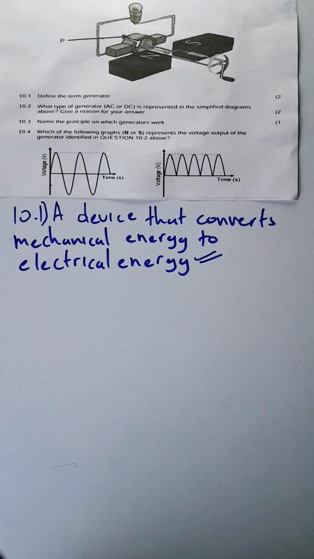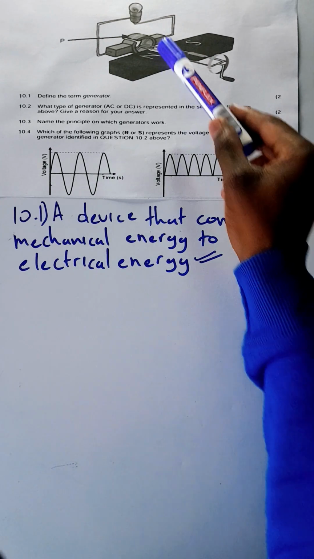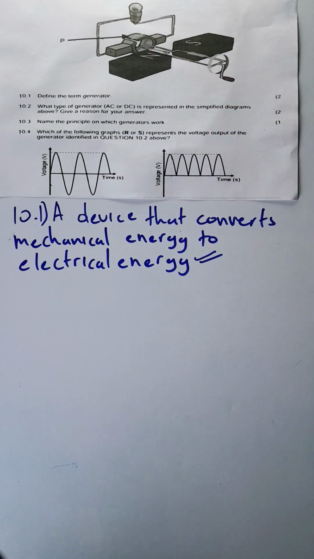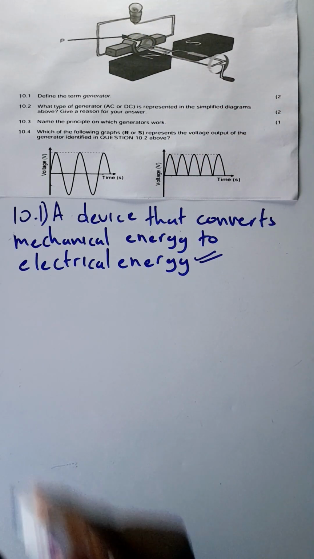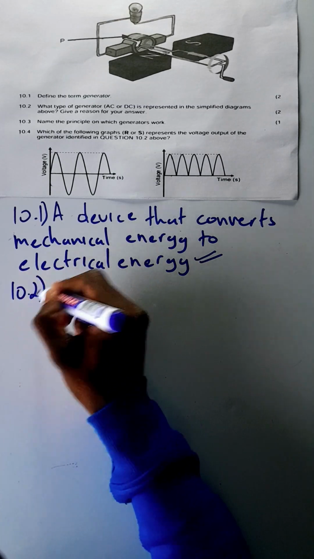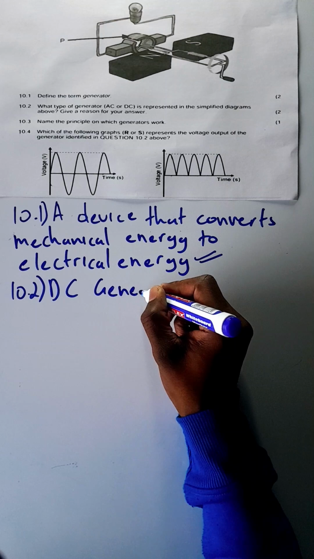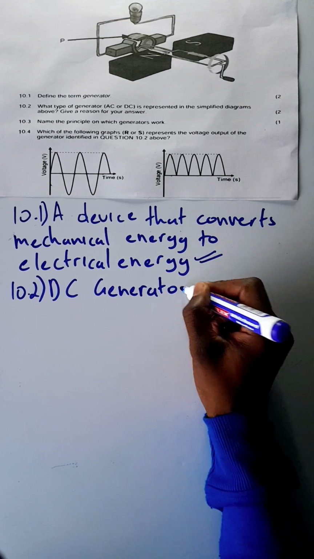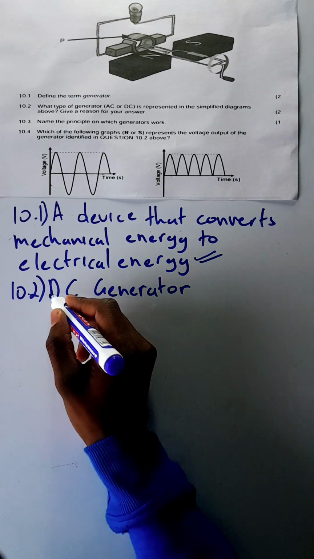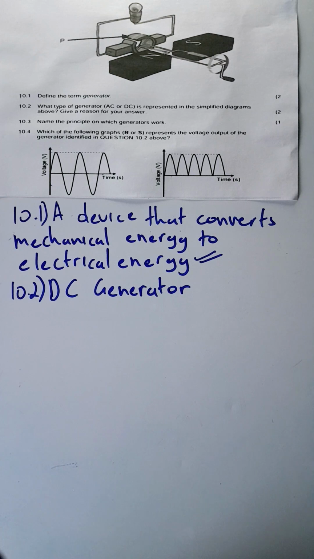Now 10.2 says what type of generator, AC or DC, is represented in the simplified diagram above. Give a reason for the answer. Once again, we see here is a split ring commutator. When we have a split ring commutator, we have a DC generator. So for 10.2, the answer is that we have a direct current generator, whereby the current flows only in one direction.